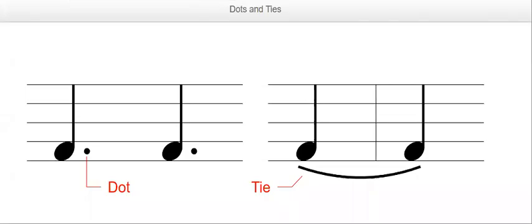Today, we're talking about dots and the ties. These two markings are used to prolong, to change the duration of notes when they are being used in musical notation. Augmentation dots and denoted ties are two types of markings used to alter note durations.